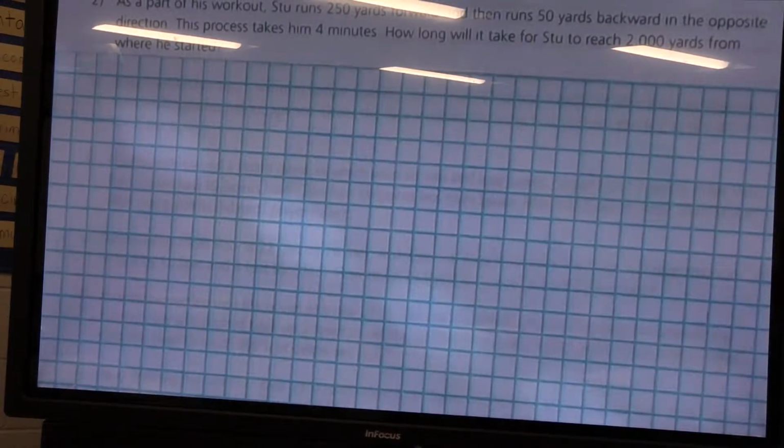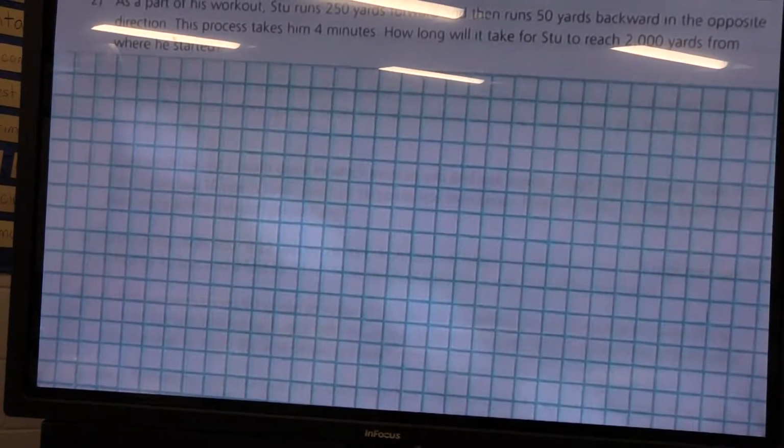Okay, I'm going to create a math model to help solve this problem. So let's go ahead and look at the problem, see what it says, and see what we need to do to figure it out.